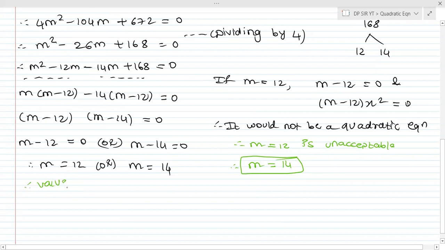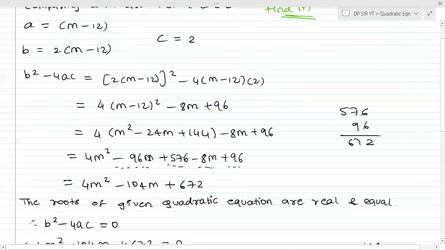Therefore, value of m is equal to 14. Okay. समझा इधर तक? Any doubt, any query?